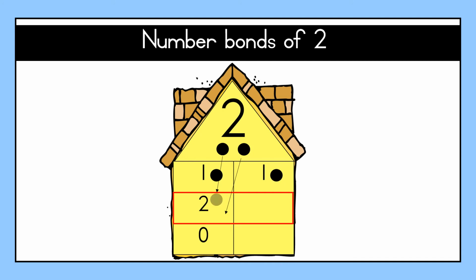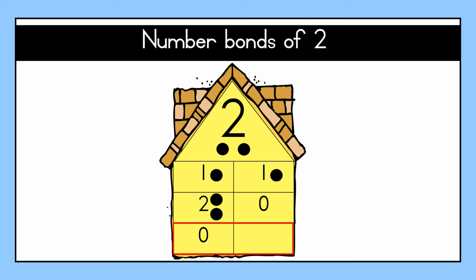Let's see the next one. There are 2 people living in this room. Let's see, 1, 2. So there's already 2 people living in the one room, and there are only allowed 2 people on the floor. So how many people are going to live in the second room? Yes, because there is already 2 people in the one room, there's going to be 0 people in the other room. Remember, 2 and 0 are friends to make 2.